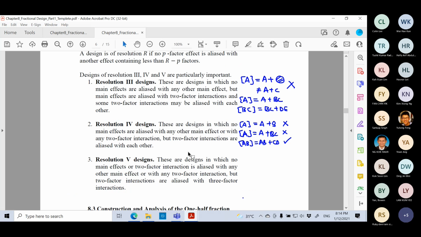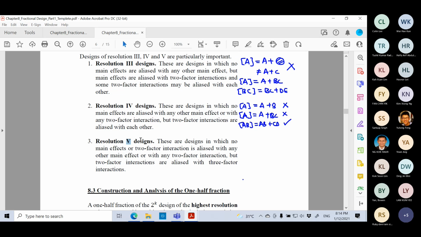Okay, so this one is a resolution I have mentioned to you before. If you have a resolution III design, it means that the key point is a main effect is not aliased with another main effect, but the main effect is aliased with the two-factor interaction, and some of the two-factor interactions may alias with each other. So that one is resolution III. You have another one, resolution IV, and then resolution V. Okay, here are the different resolutions we have discussed before.